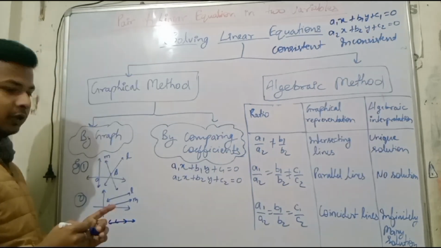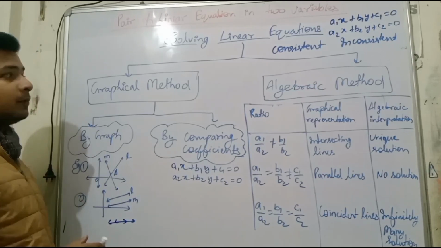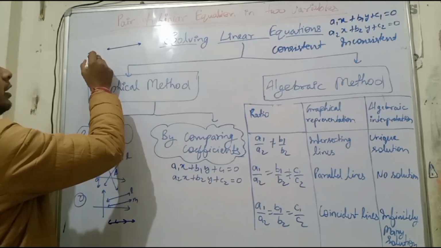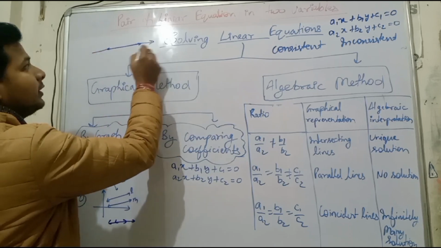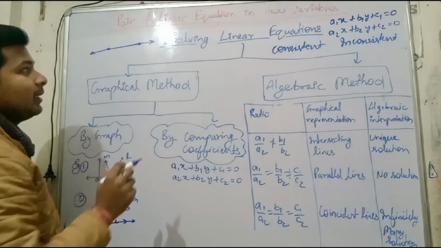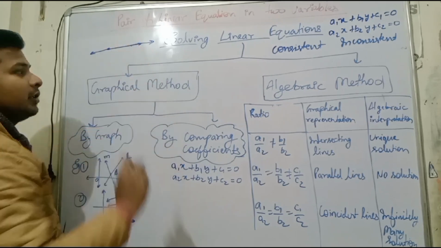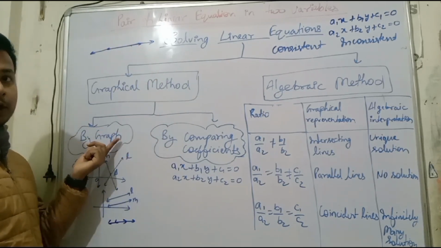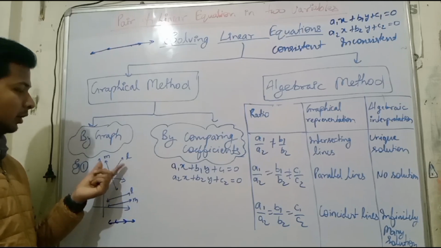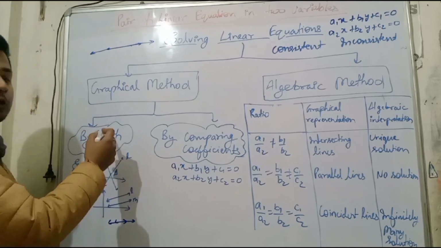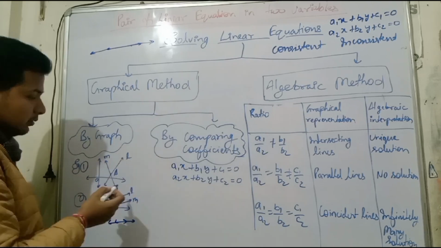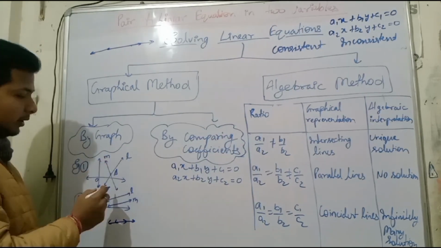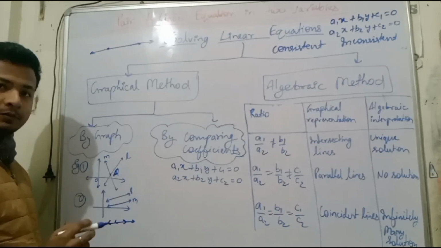I hope you all know the meaning of coincident. What is the meaning of coincident? If one line is like this and other line overlaps that line exactly, at that time we can say that these two lines are coincident. So by plotting the graph, we can easily say whether those lines are intersecting. Just plot the graph of the first equation and the second equation. You can find it out like there are two lines L and M and they are intersecting at point A.